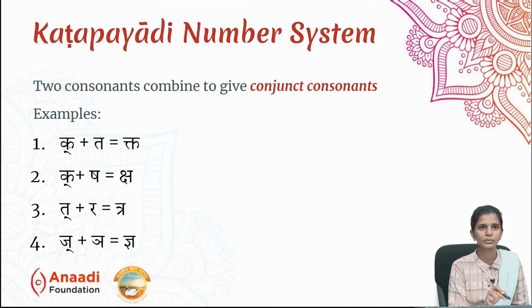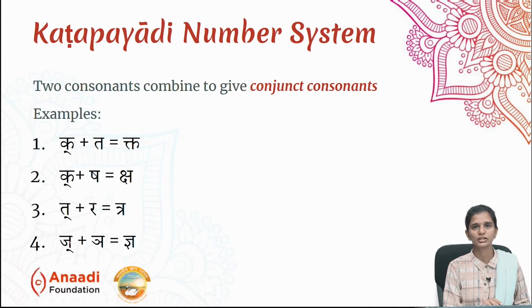Then K plus Sha will give Ksha. T plus Ra will give Tra. J plus Nya will give Jnya.